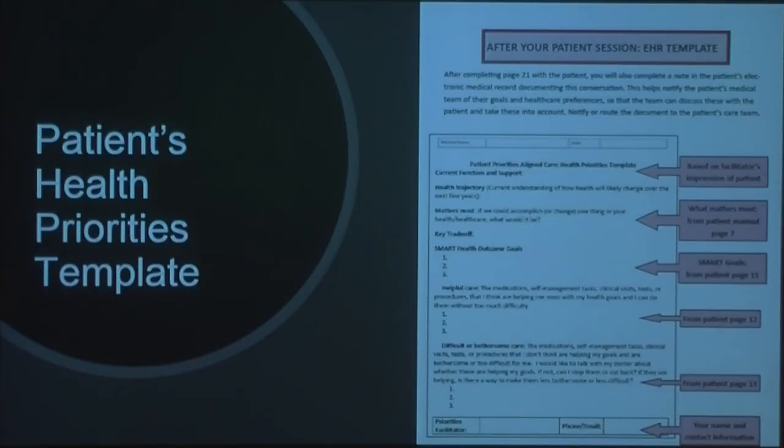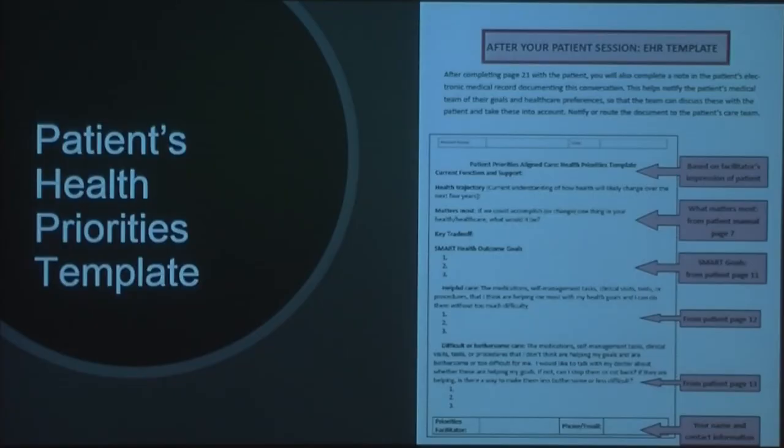You can't see this, but we're now using this in clinical practice for a study, what we call the patient's health priorities template. We're working with primary care providers, and we ask them, what is the least amount of information that you will use to try to make decisions in these people with multiple chronic conditions? They wanted to know about their life context, their current function and support, what mattered most to them, and what some of the key trade-offs were that the patients themselves thought they were facing.